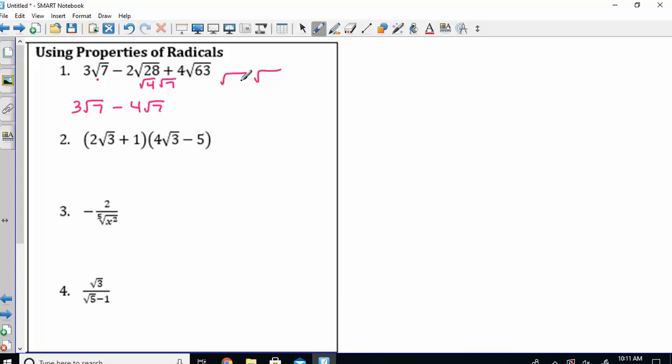63, what would we break that into? 9 and 7. Square root of 9 is 3 times the 4 that's already out there would give us a 12 square root of 7. So now to combine them, you just add the coefficients. So 3 minus 4 plus 12, 11, and the square root of 7 just trails along.